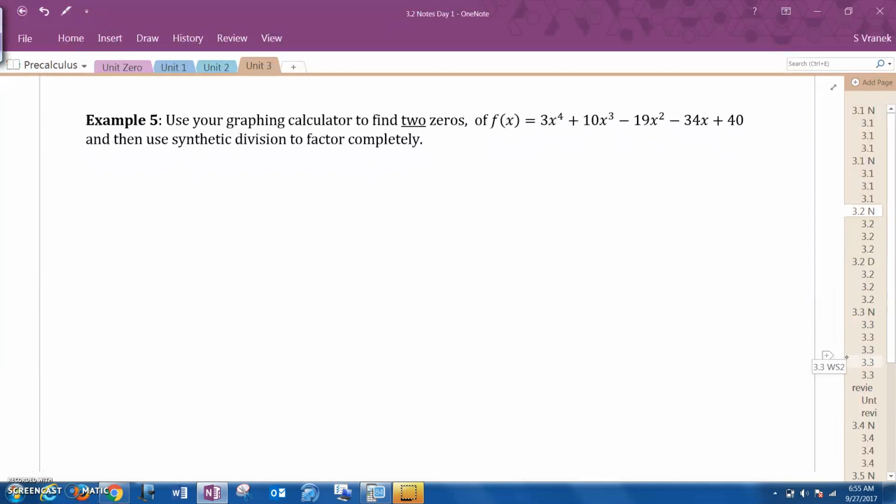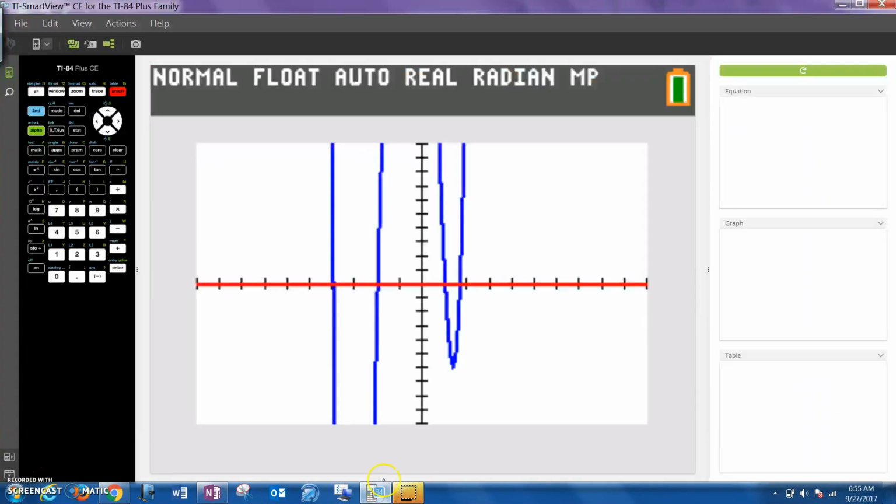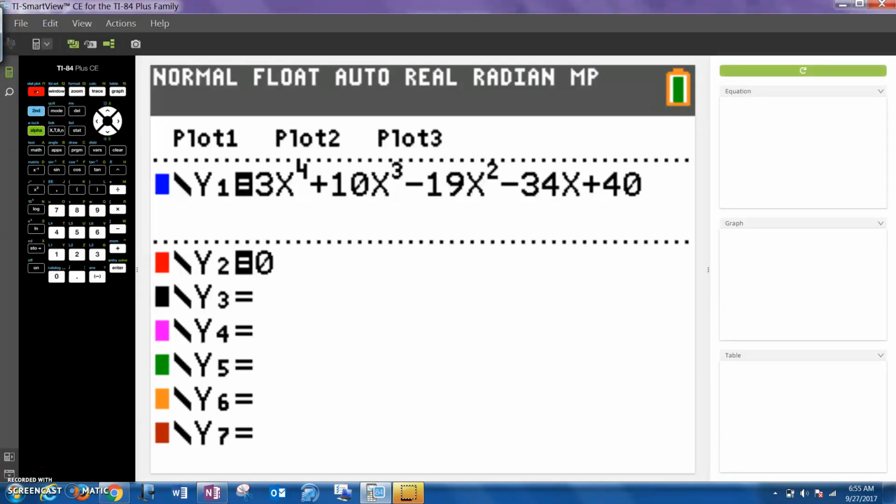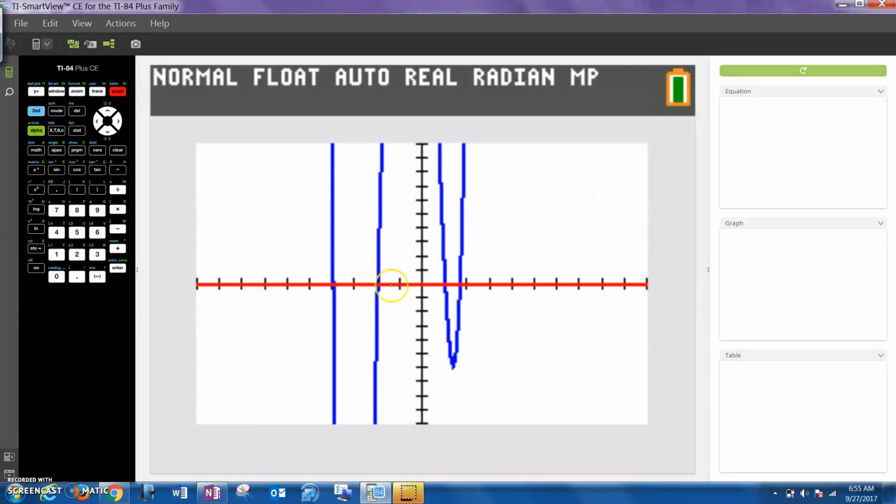Use your graphing calculator to find 2 zeros and then synthetic divide to get the rest. So if you graph this function right here, which I now have in my calculator, 3x to the 4th plus 10x cubed minus 19x squared minus 34x plus 40, and you look at your graph, it hits 4 places. Those are 4 of the zeros. I'm going to start from left to right. It looks like negative 4 and negative 2 are my zeros.